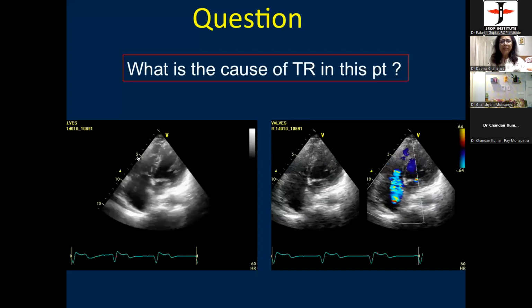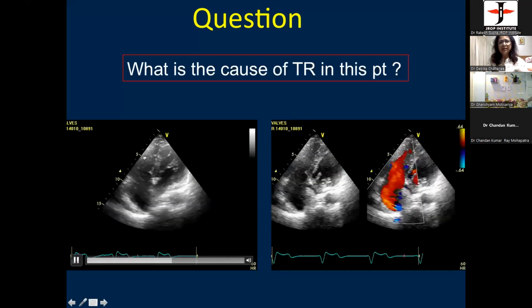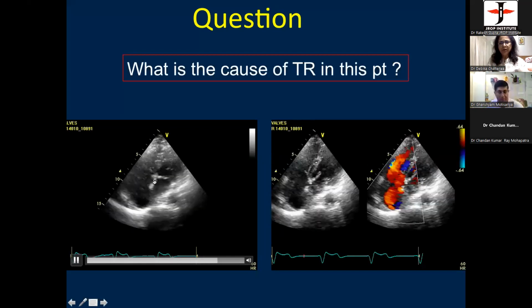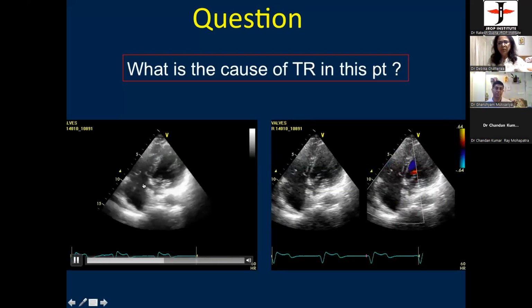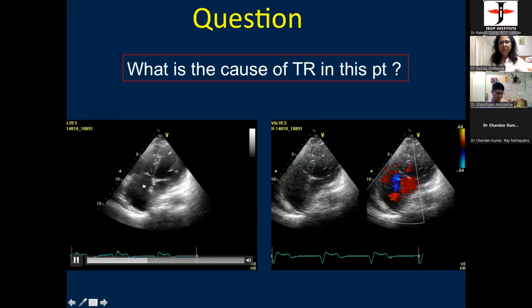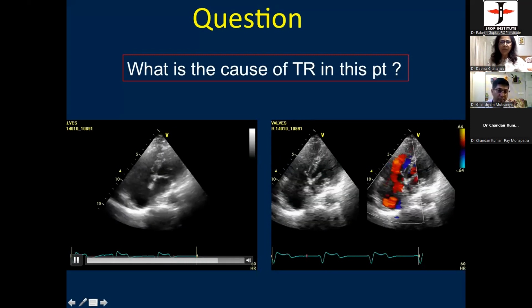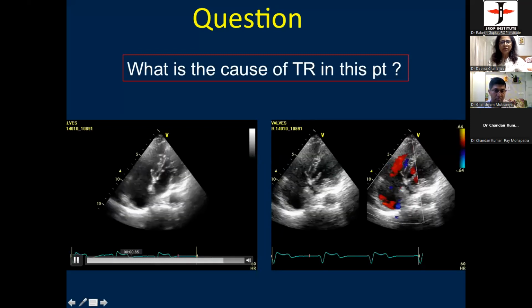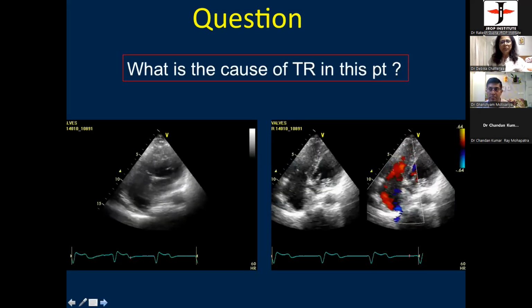See, this lead may get entangled in the subvalvular area, right? The chordae may be involved, leading to a problem in movement of the leaflets. That may give rise to the tricuspid regurgitation. Okay, fine. Next question.